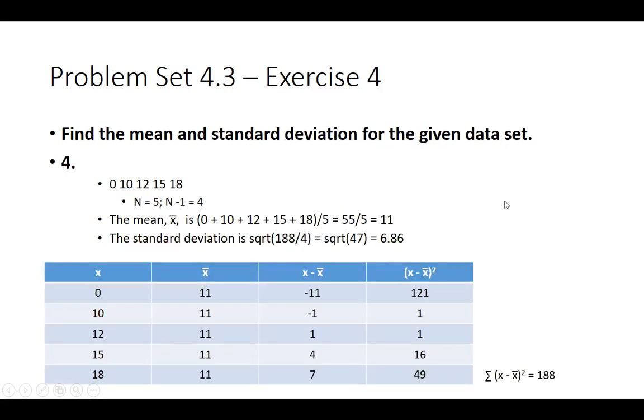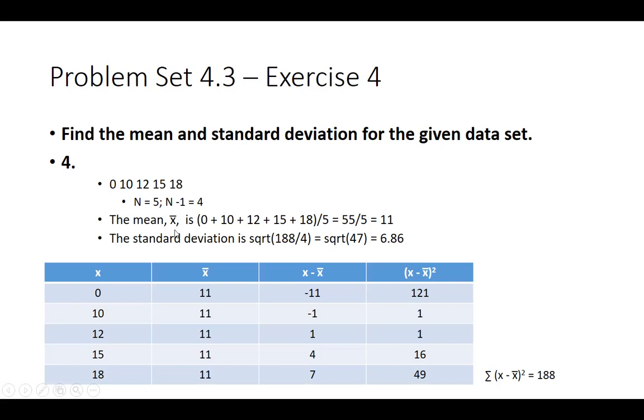In number 4, we are asked to find the mean and the standard deviation for the given data set. So first, count how many we have. We have 5. So n is 5. And eventually we're going to need n minus 1 for the standard deviation. N minus 1 is 4. It does not specifically say that this is a population, so we assume it is a sample. And in the samples, we use n minus 1 for the standard deviation.